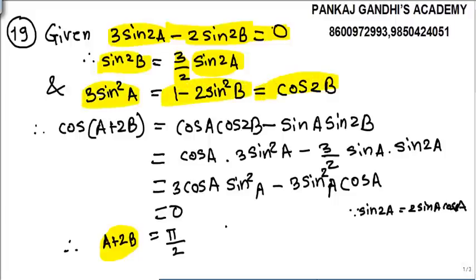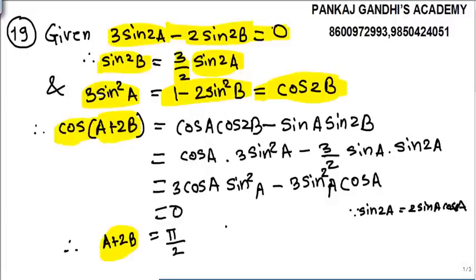Now obviously this must be equal to cos 2b. We have a standard formula for this: cos 2a is equal to 1 minus 2 sin square a. That's why 1 minus 2 sin square b is equal to cos 2b. Now as we have to find the value of a plus 2b, let's do cos of a plus 2b.